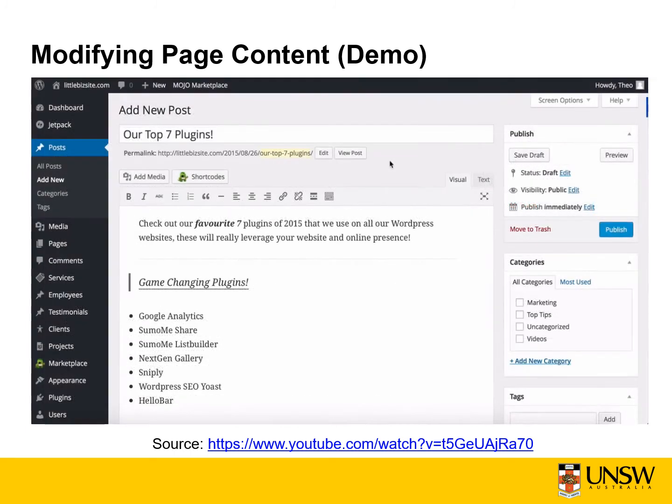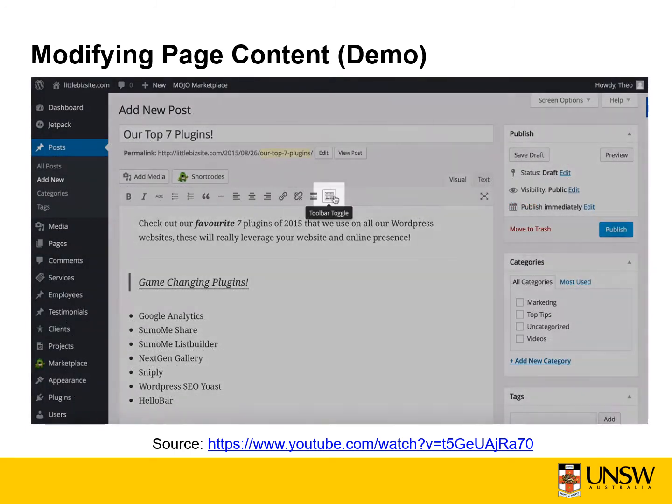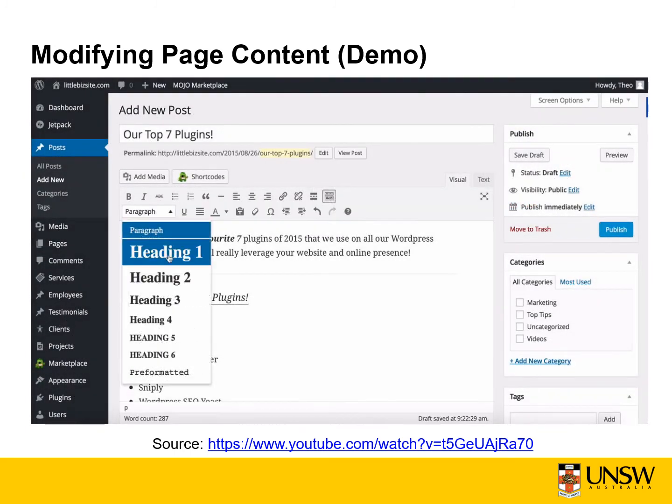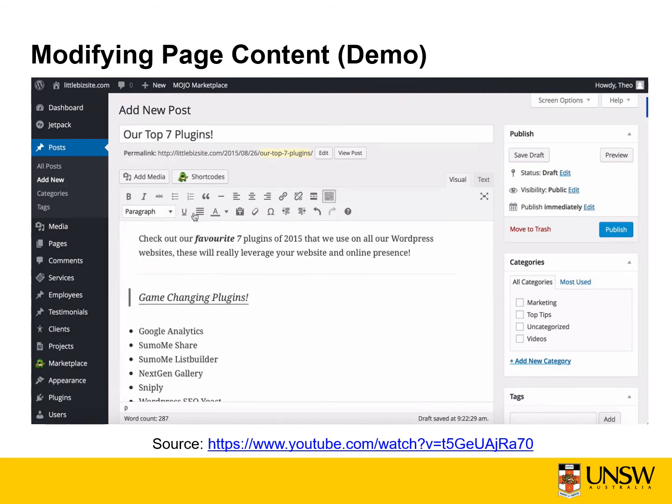By clicking on the Toolbar Toggle button, this reveals more tools on the toolbar, including paragraphs and headings, underline, justify text, and text colors.